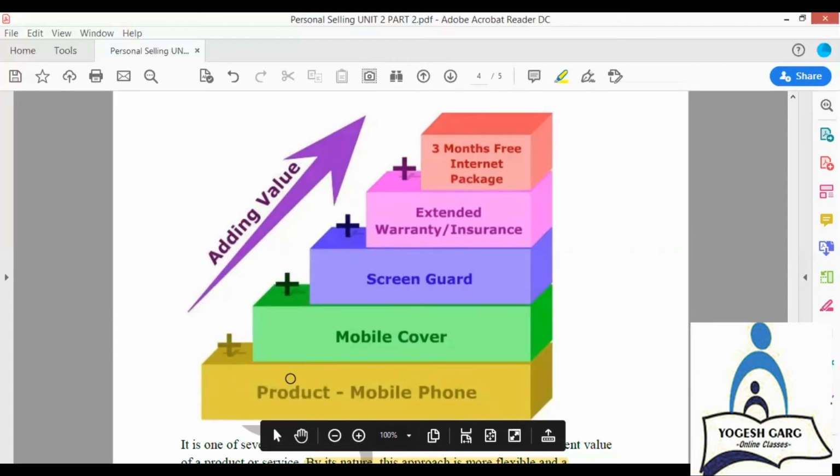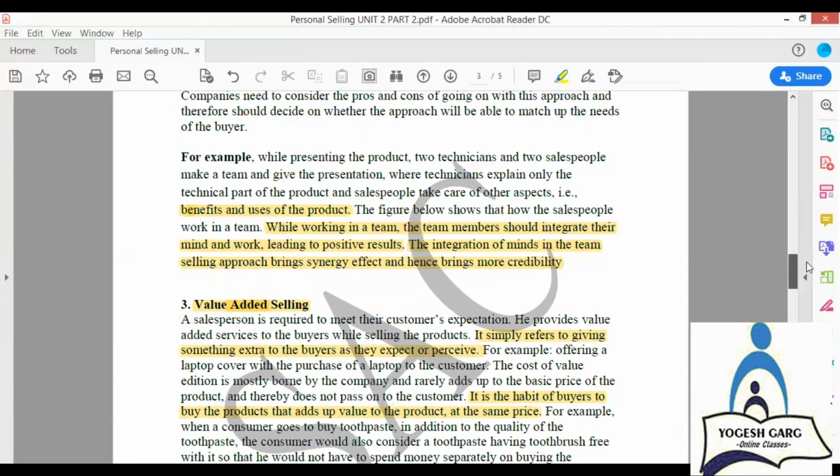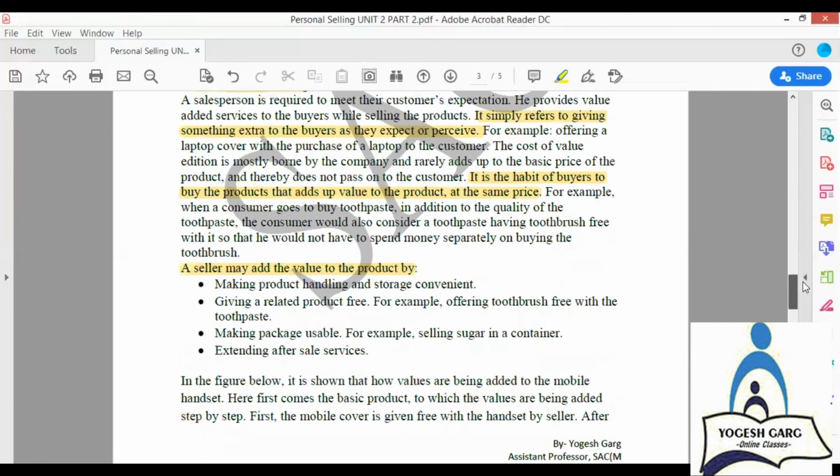The seller is saying that I'm giving you a mobile cover free of cost. Then I'm giving you a free screen guard, extended warranty or insurance, or to the highest limit, they are saying we will be giving you 3 months recharge free. Sometimes you feel like Jio network has done that: give 500, and we're giving you 3 months extension. And in 1500 we'll be providing you the handset also. So this is what you feel in the value added selling approach.